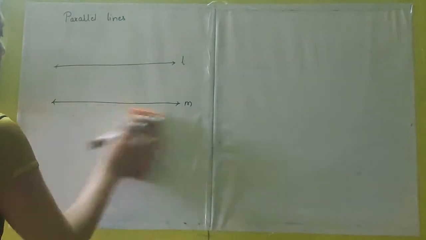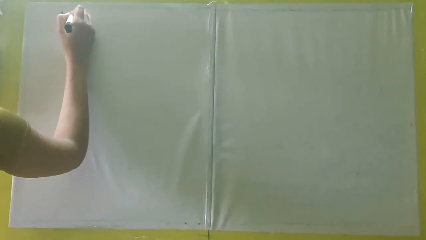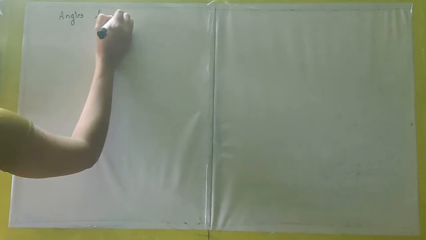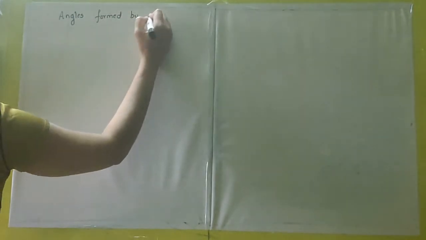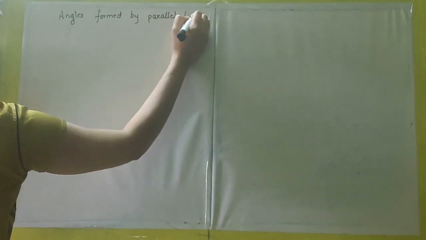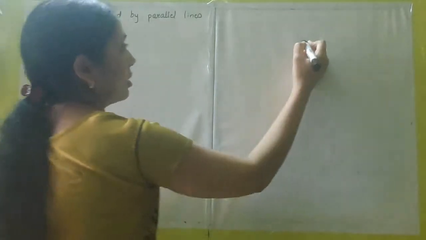Now we are going to see angles formed by parallel lines. Let us study some of the angles which are formed by parallel lines. I'll draw a simple diagram. I am drawing the diagram this side.